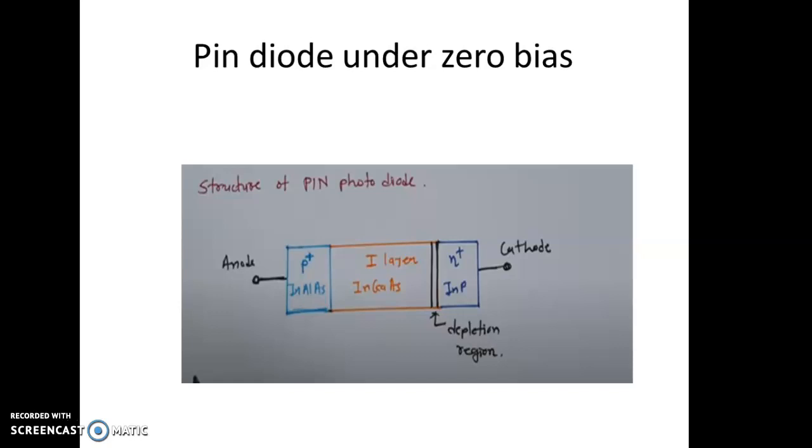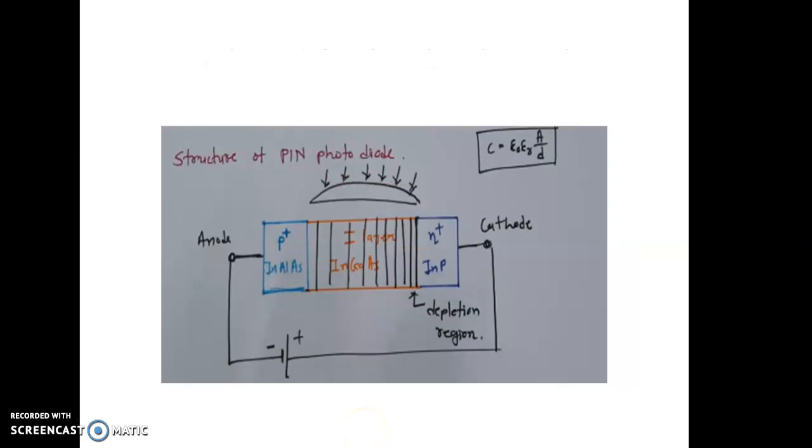So under zero bias condition, we are not applying any voltage. P plus is made up of indium aluminum arsenide, the I layer indium gallium arsenide, and the N plus layer indium phosphide. The I layer and N plus region is the depletion region. When light falls on the depletion I layer, the depletion layer increases. As we know, C is equal to epsilon naught into epsilon R into A by D. As the distance is more, capacitance gets reduced.